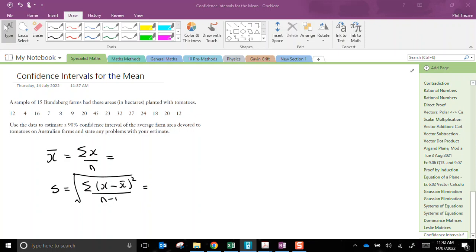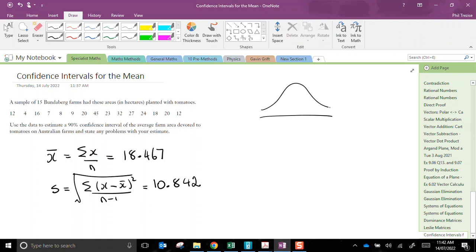Let me just write those numbers down. We had a sample mean of 18.467 and a sample standard deviation of 10.842. Now, there'll be a little bit of rounding, but 3 decimal places should be fine for this. Now, we need a 90% confidence interval.